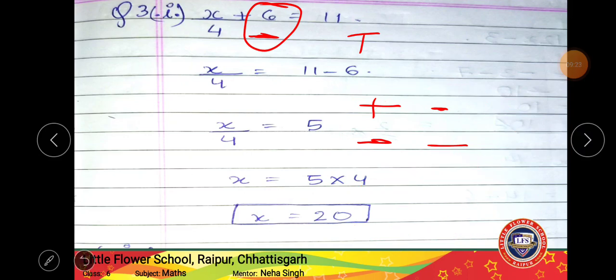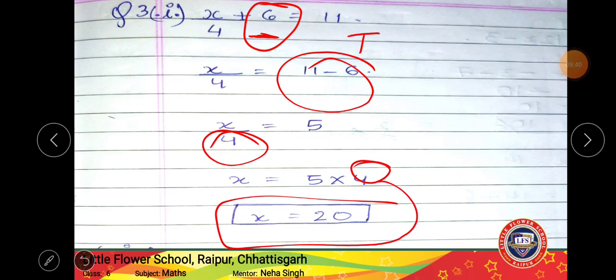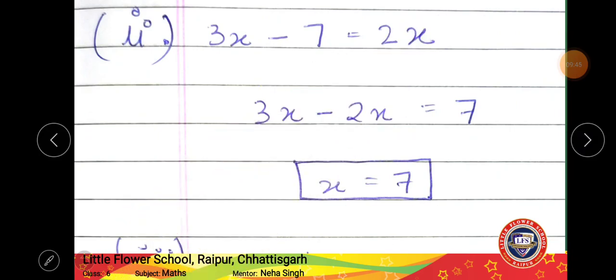So here we can see 6 was in plus sign, so it was changed to minus, and here we can see 4 was in divide, here it is changed to multiplication. 5 into 4, value of x is 20. Got? Similarly, we'll solve the next question.